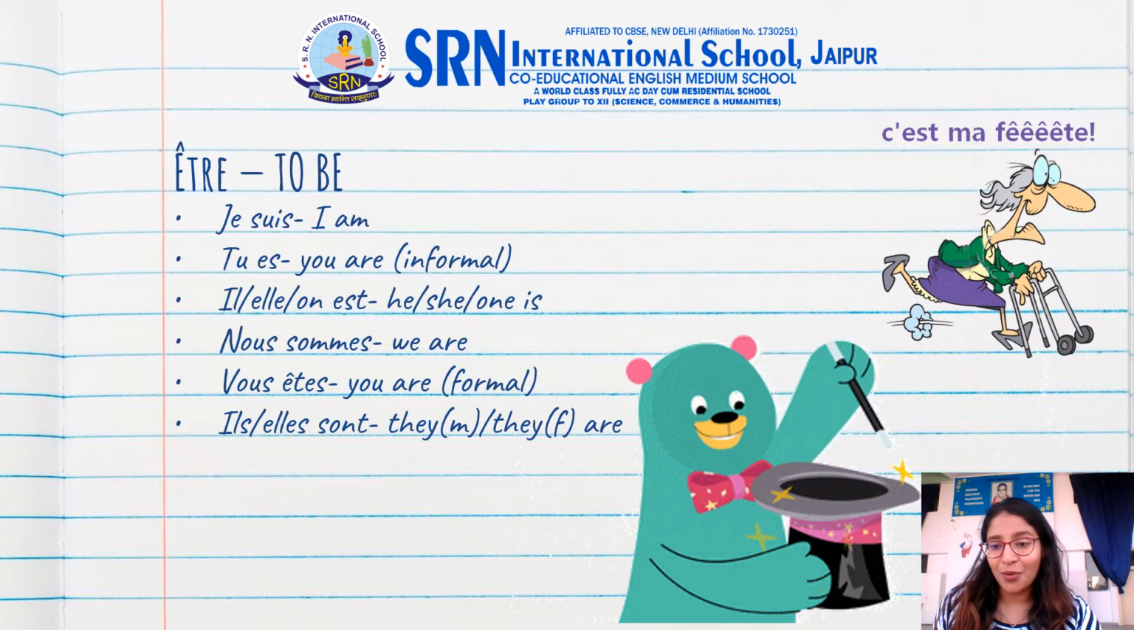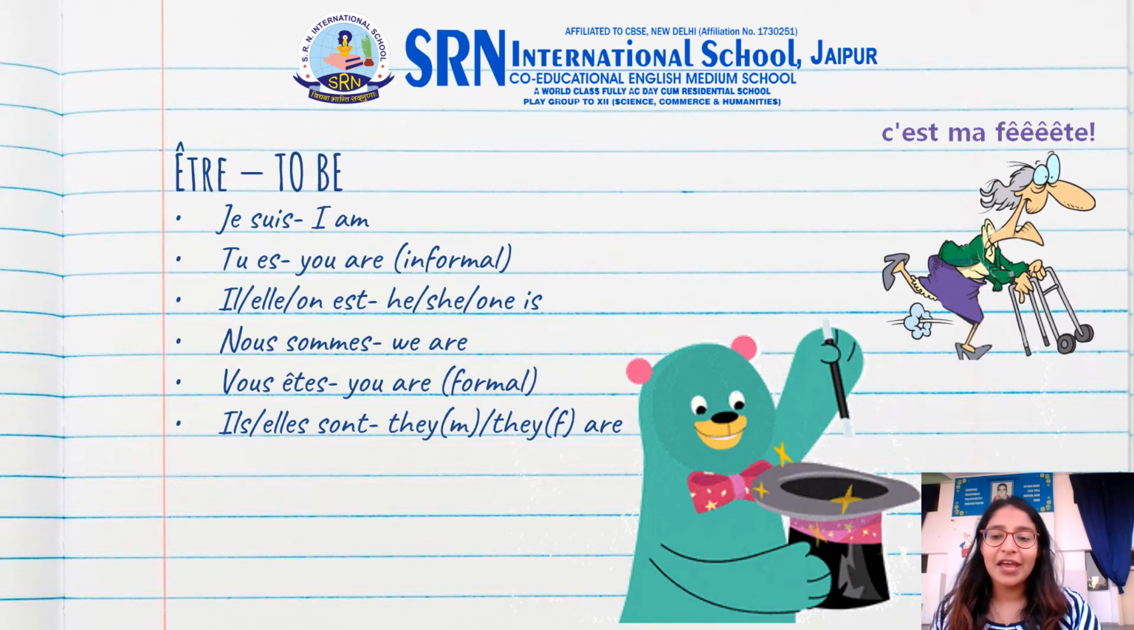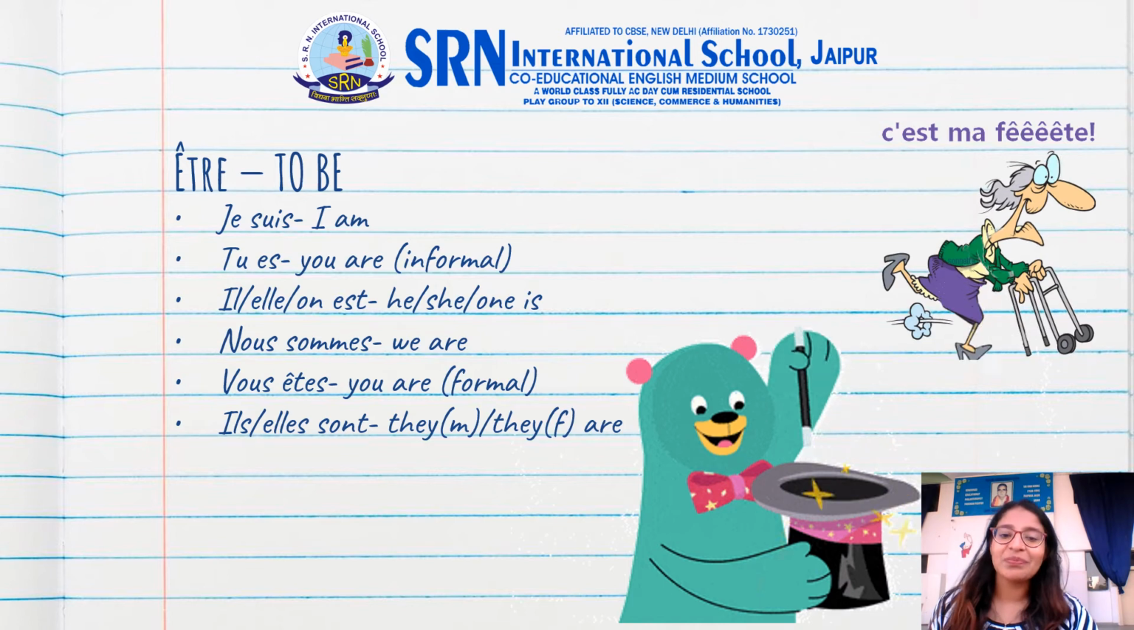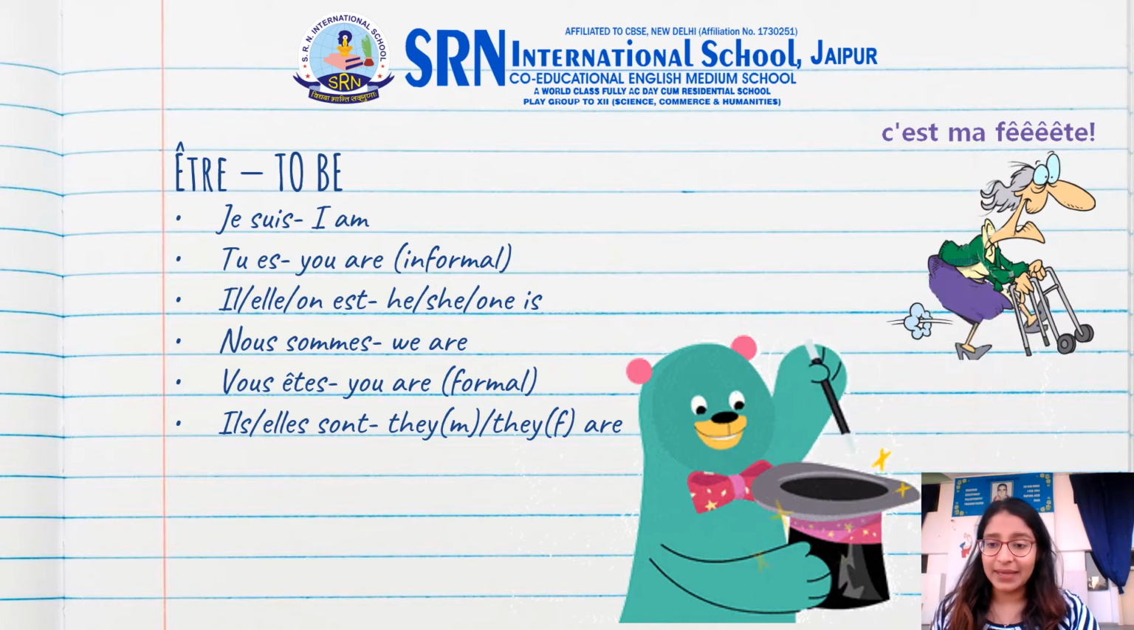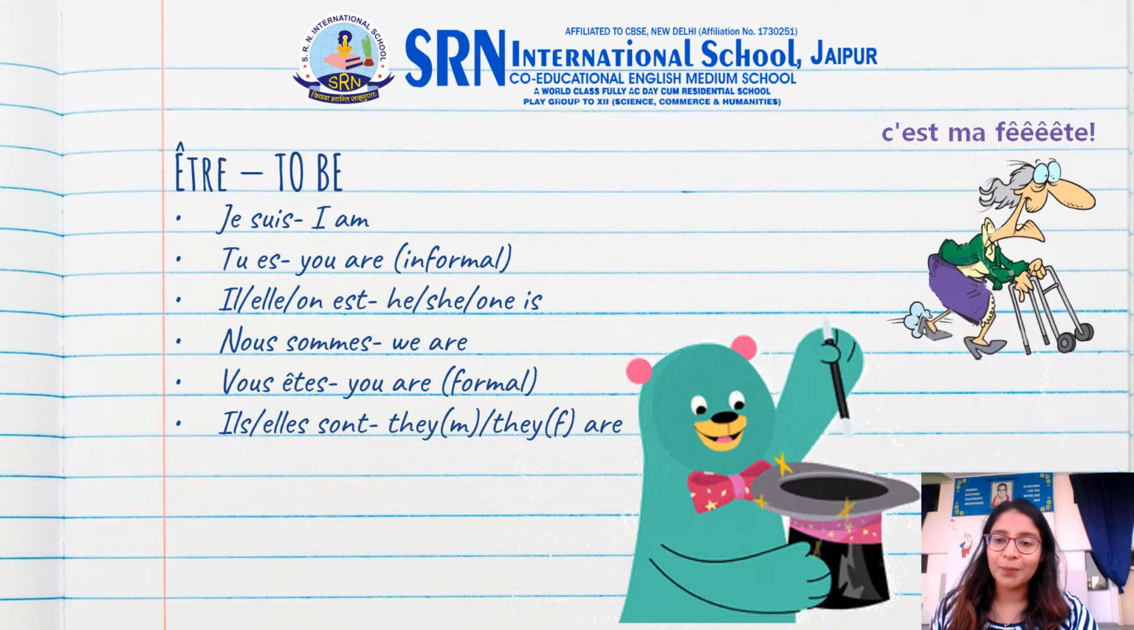Third, I'm beautiful or handsome. If you are a boy, you will say I'm handsome. If you're a girl, you will say I'm beautiful. So that will be translated in French as je suis belle. And if you are masculine, you will say je suis beau.